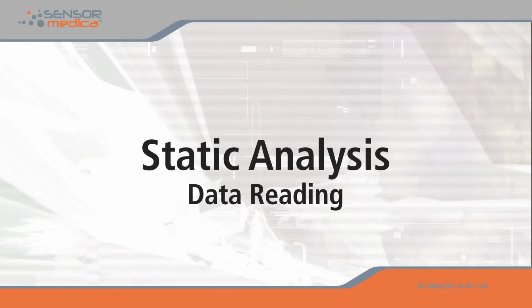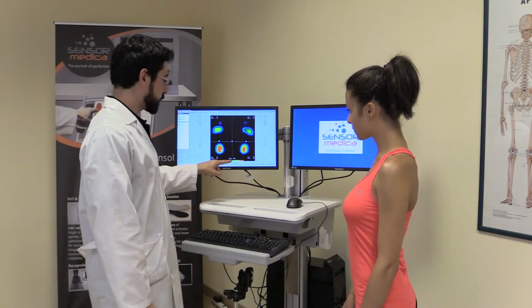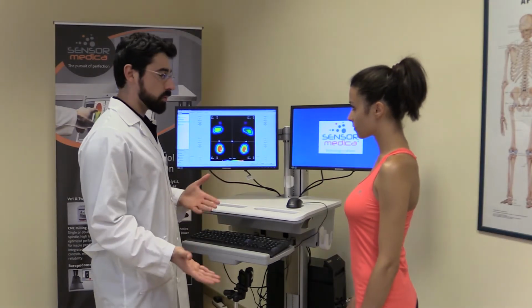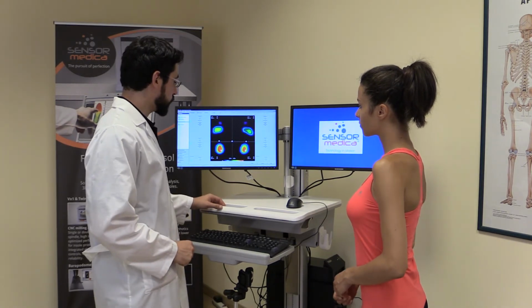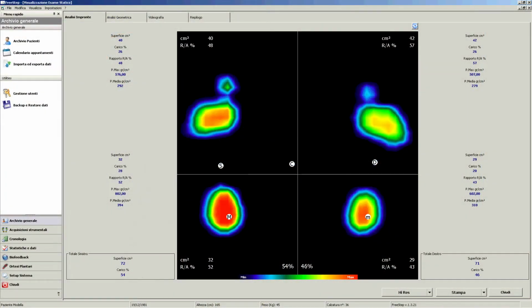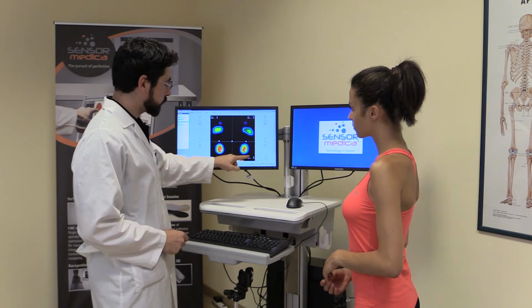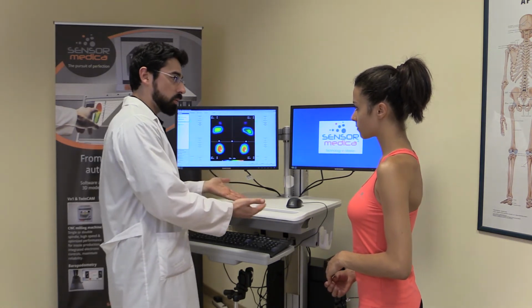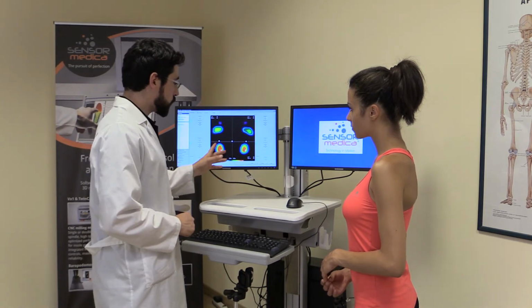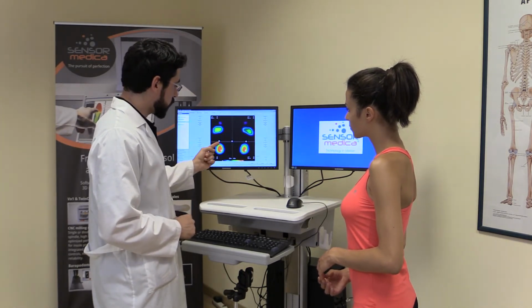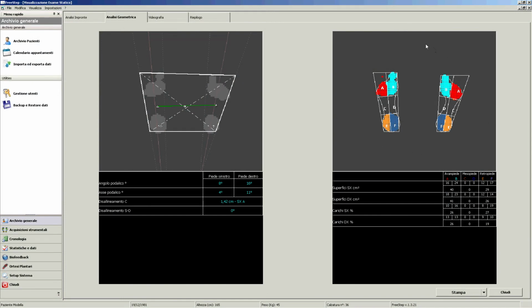Static baropodometry data reading. Among the main data of the static baropodometric exam, we will find the lateral-lateral load distribution, whose normal values are around 50% with a standard deviation of 3%. The antero-posterior load ratio, whose normal values are approximately 60% rear and 40% front. The pedalic surfaces, the centers of pressure rotation, the sector-based distribution of surface and load percentage.